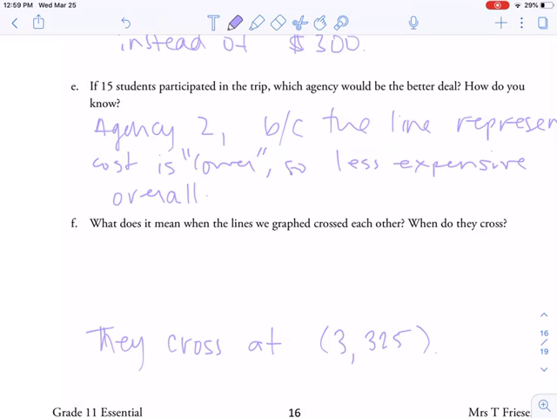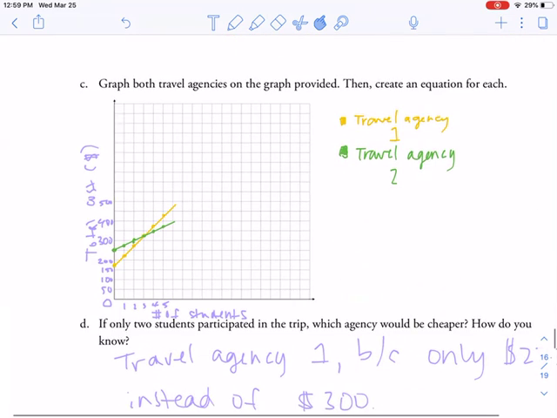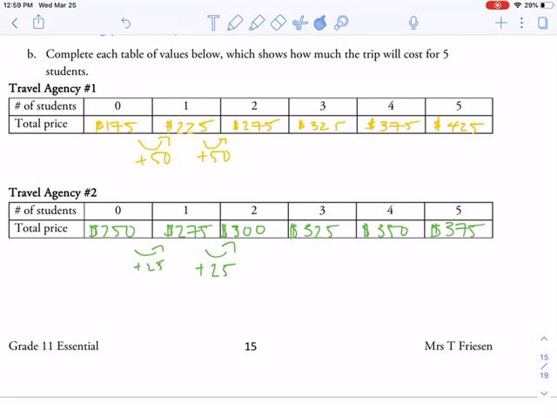Okay, and when they cross each other, what does that mean? If we take a look up here, we can see that at this spot, that's 325, the costs are the same, but then after that, for 4 students, the costs start to differ again, right? And so that is exactly what this means. When they cross, that means the cost is the same for the trip.